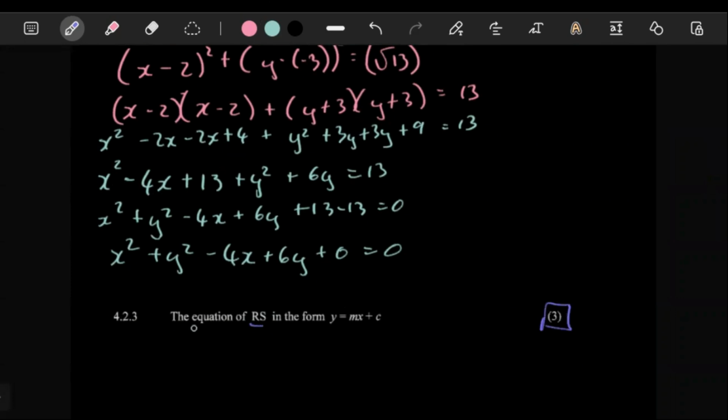So they want RS, it's a straight line. They want us to get the equation of the straight line in this format.